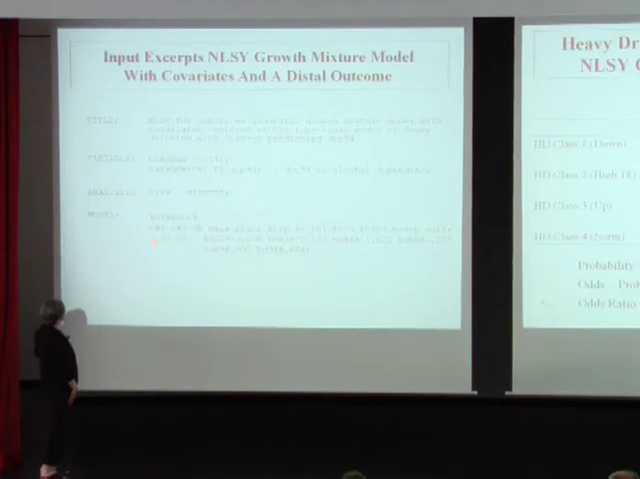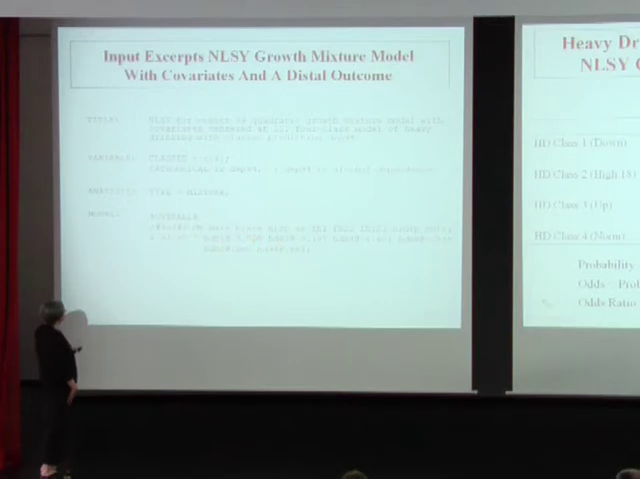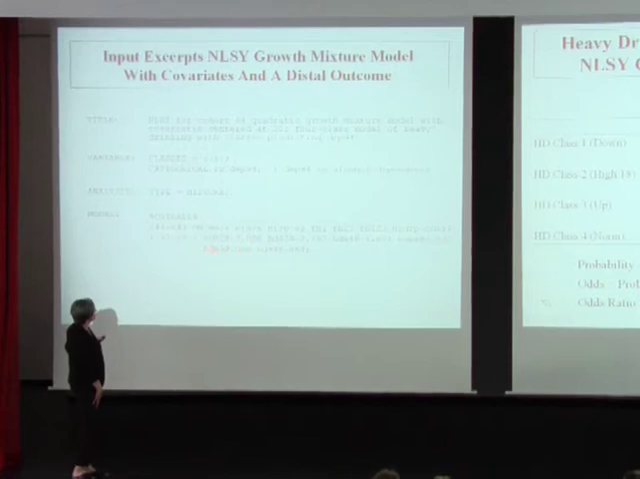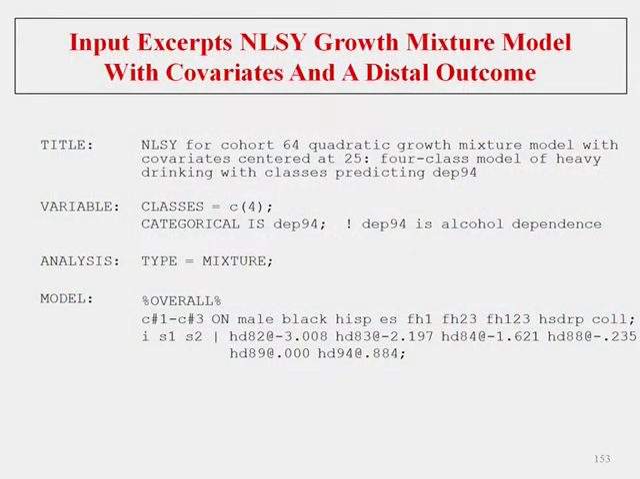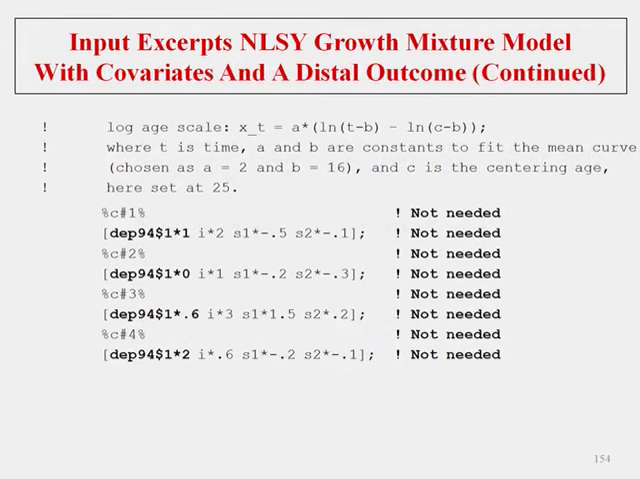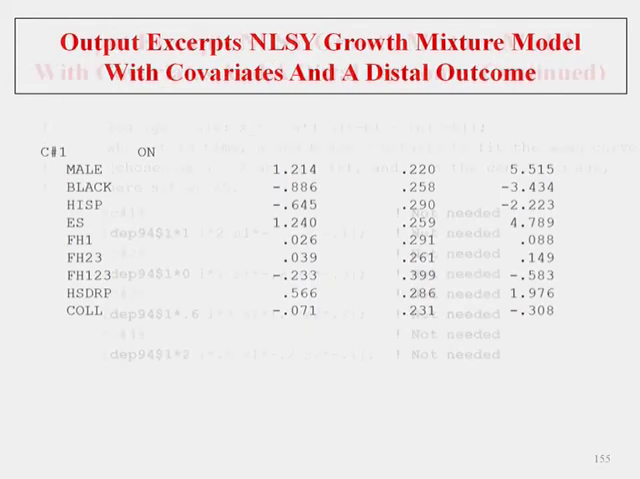We have our growth model, I, S1, S2, and that's specified with centering at heavy drinking in 1989. The centering there is explained up at the top. It was done such that the centering age is at 25. The following statements you really don't need. They can be done by the default like we talked about yesterday.